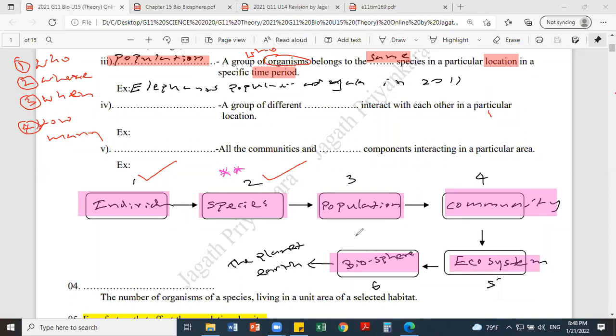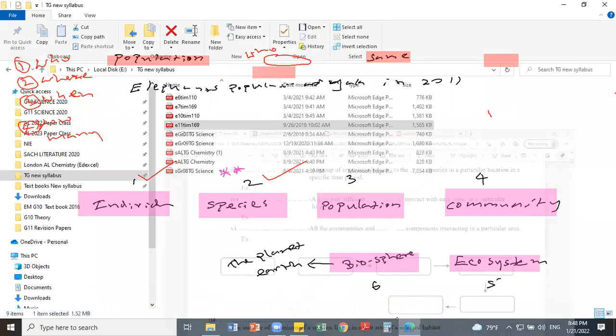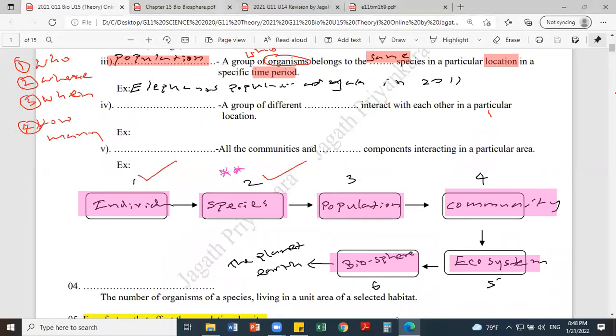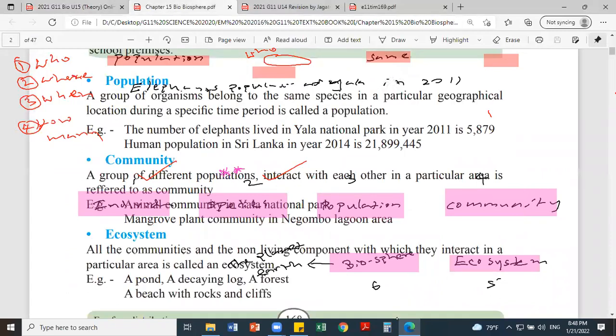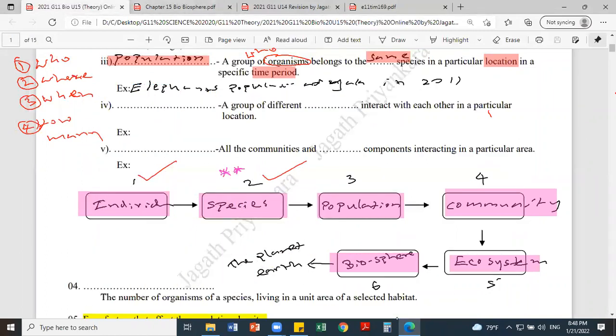And you can tell the number. No need to memorize that entire number exactly as given in the textbook. You can write a reasonable one for this. They have given here 5,800. I'll write just 5,800, in year 2001 is 5,800.